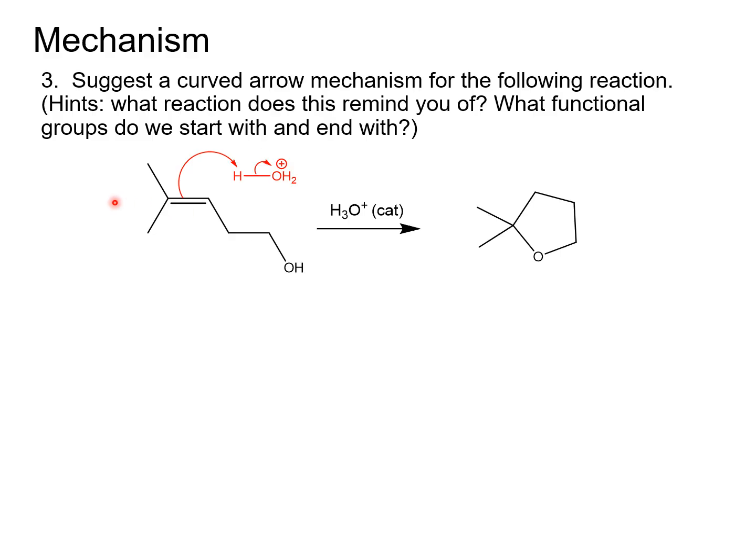So we know that the hydrogen is going to end up going to the position with more H's. This carbon has one H, this carbon has no H's. So we're going to end up forming our carbocation here, and we'll also make water as a result.